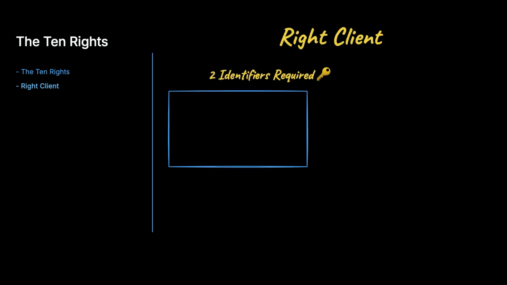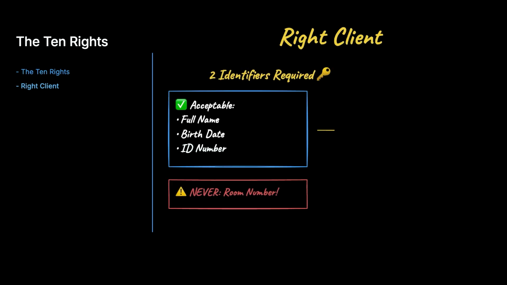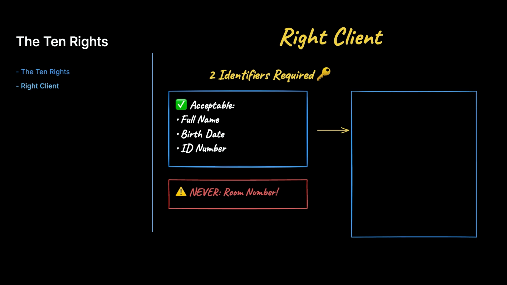Let us start with the right client, because giving a drug to the wrong person is a serious error. The Joint Commission requires 2 separate identifiers before every administration. Acceptable identifiers include the client's name, birth date, or assigned identification number, but never the room number. Always check the identification band, ask about allergies, and scan the barcode.